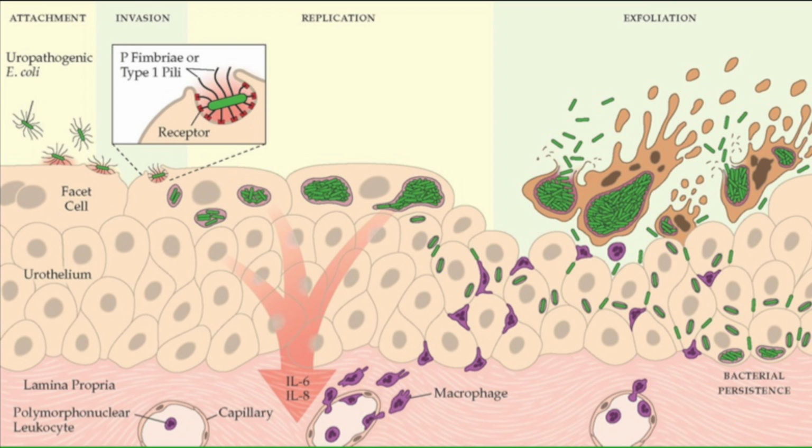When uropathogenic E. coli enter the urinary tract of an individual with the P antigen marker, E. coli binds its receptors to the P antigen of the host epithelial cell, enters and invades the cell, and replicates.